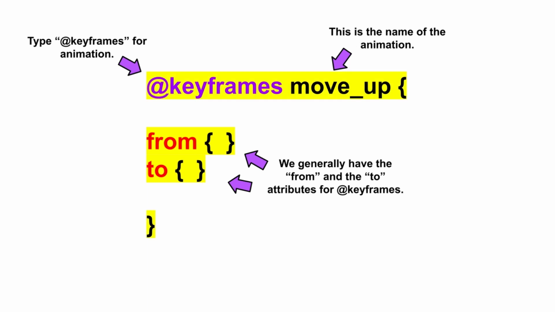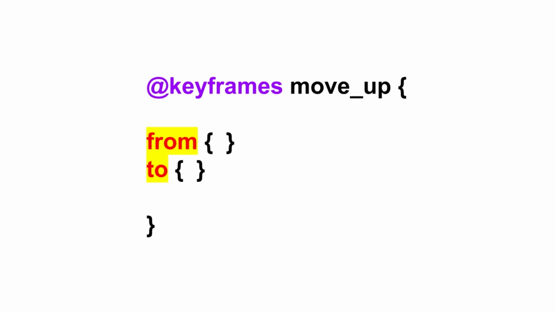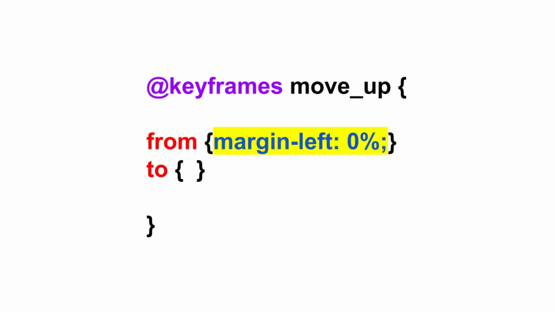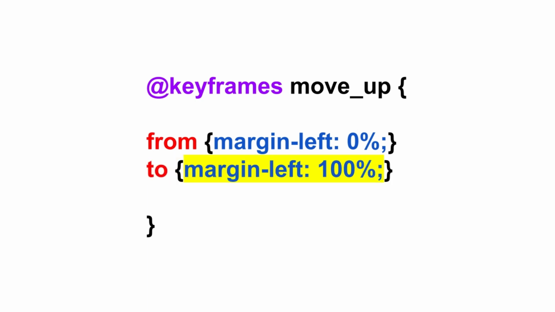When writing a keyframes at rule, we generally use the from and the to keywords to indicate the beginning and the ending position. First, we write the keyword, then we follow it with a set of curly braces. Inside the curly braces of the from keyword, we write the beginning position of the element. For the beginning position of my red box, I would use the margin left property and set the percentage to 0. And for the to keyword, we write the ending position of the element in the animation. For the ending position of my red box, I would use the same margin left property, but now set it to 100%.